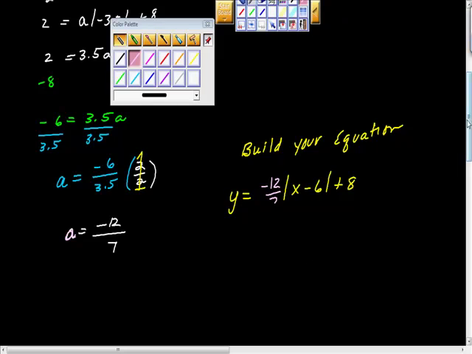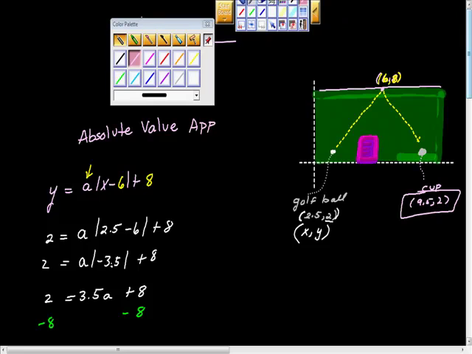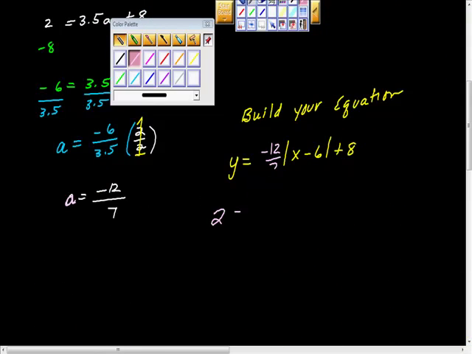The question is now, we're playing golf, are we going to get here? How are we going to figure that out? Yes, sub the values in and see if it comes out to be true. So here I'm going to put in 2 equals negative 12 sevenths times the absolute value of 9.5 minus 6, plus 8. 9.5 minus 6 is 3.5. Negative 12 over 7 times 3.5, plus 8.